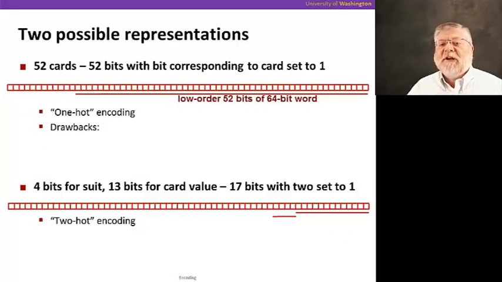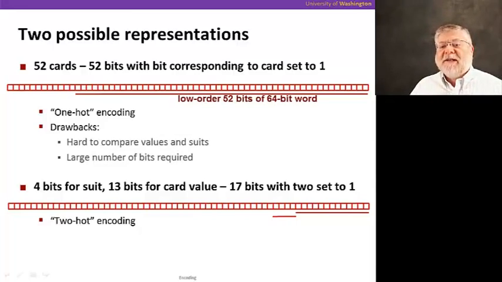So here's a very simple encoding to start with. We have 52 different cards, so let's use 52 different bits with the bit corresponding to the card that we have set to 1. So that would let us use 52 bits of a 64-bit word, let's say, in what's called a one-hot encoding, meaning that there's only going to be 1 bit set to 1, all the others will be set to 0. So we can have the first bit represent, let's say, the ace of clubs, and the next bit represent the 2 of clubs, and so on.